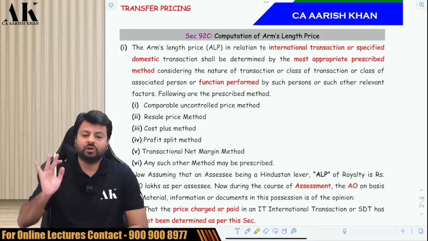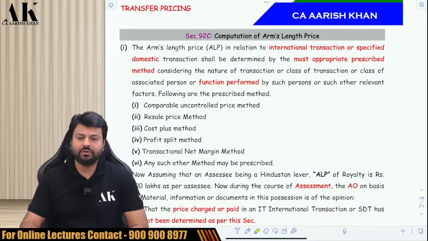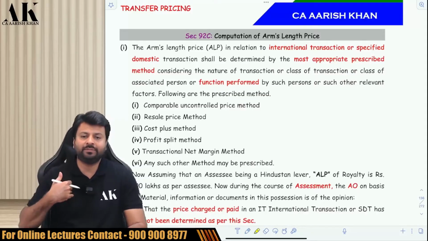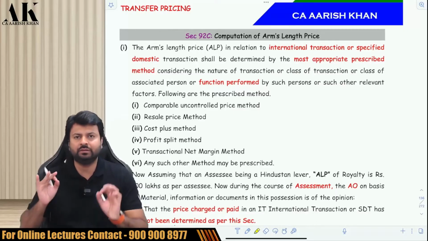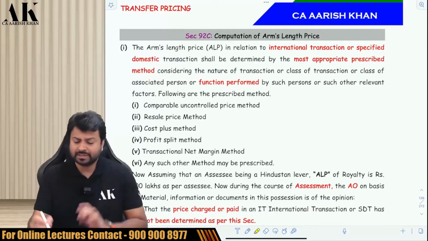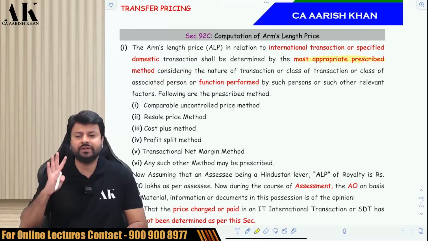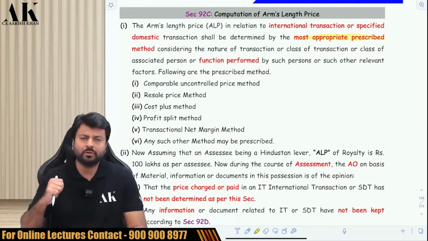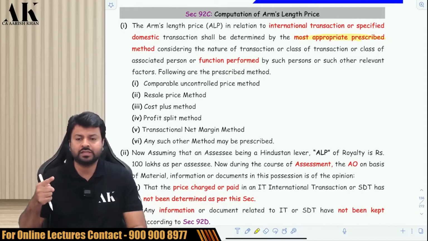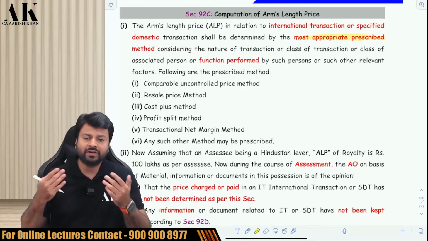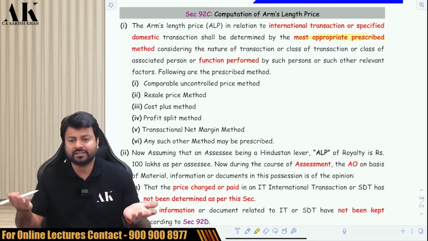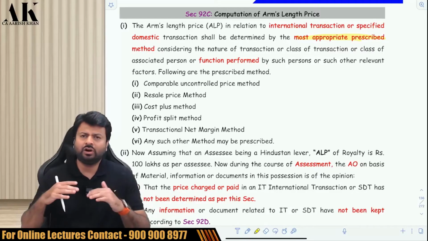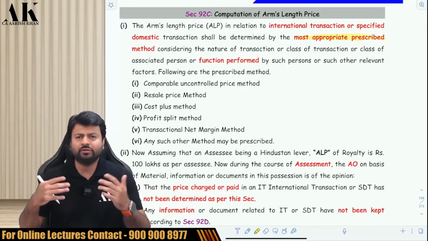So now let's talk about computation of arm's length price. Who will compute the arm's length price first? It will be computed by the assessee. How will they compute? They will compute as per the most appropriate method. How will they come to know what is the most appropriate method? They will come to know by the nature of the transaction, the class of transaction, the functions performed by the assessee, and the risk assumed by the assessee. So all these factors they have to keep in mind and check which method is best.